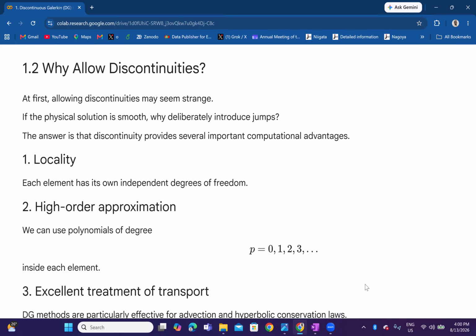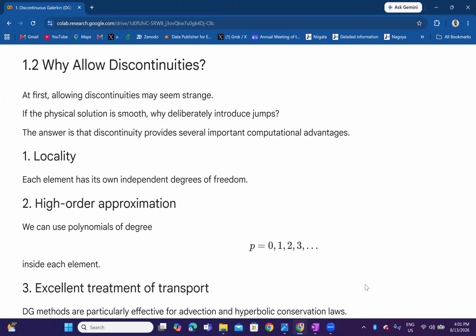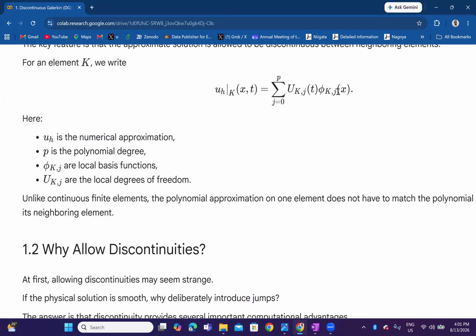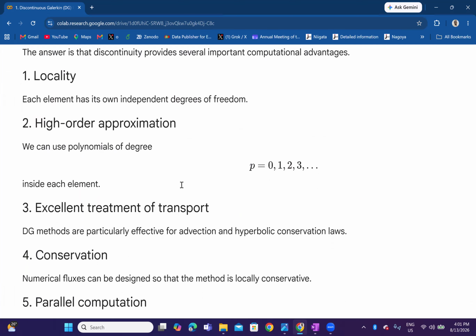Why do we allow discontinuities in discontinuous Galerkin? At first, allowing discontinuities may seem strange. If the physical solution is smooth, why deliberately introduce jumps? Because most of the time discontinuity is a problem in mathematics, right? The answer is that discontinuity provides several important computational advantages. Injecting discontinuities can give us some mathematical advantages. For instance, we have the idea of locality, where each element has its own independent degrees of freedom. We see the degrees of freedom here represented by u sub k comma j of t, which are local degrees of freedom. Because of locality, each element has its own independent degrees of freedom.